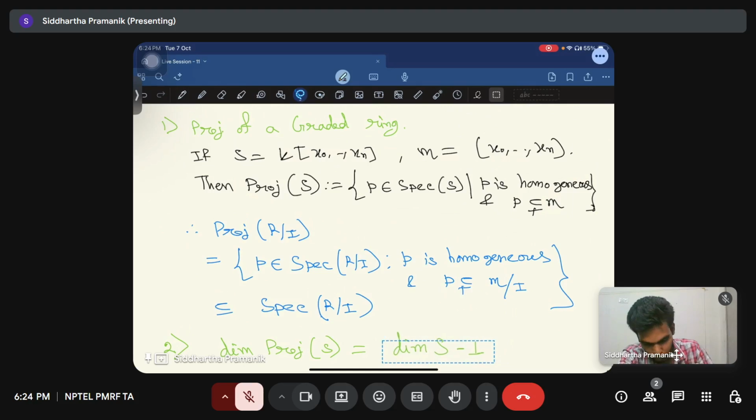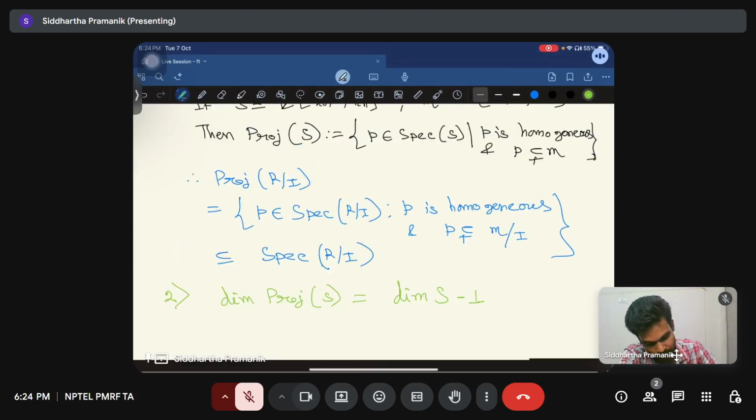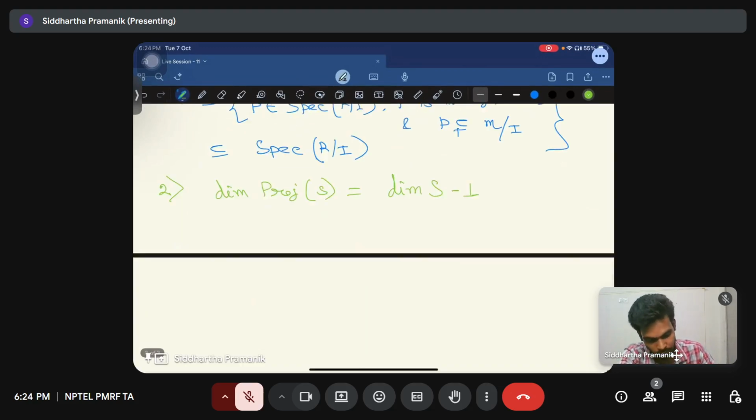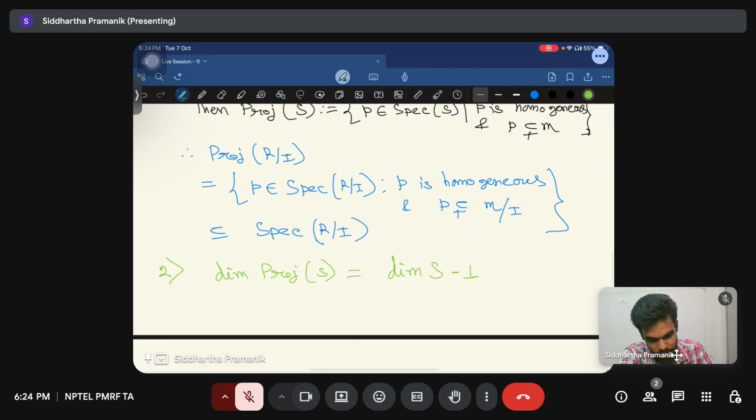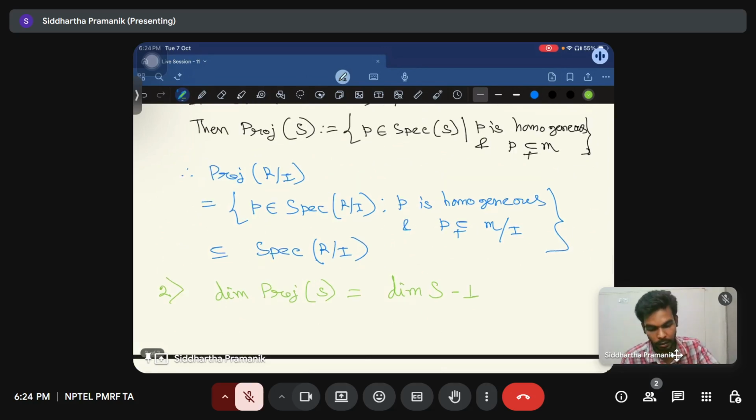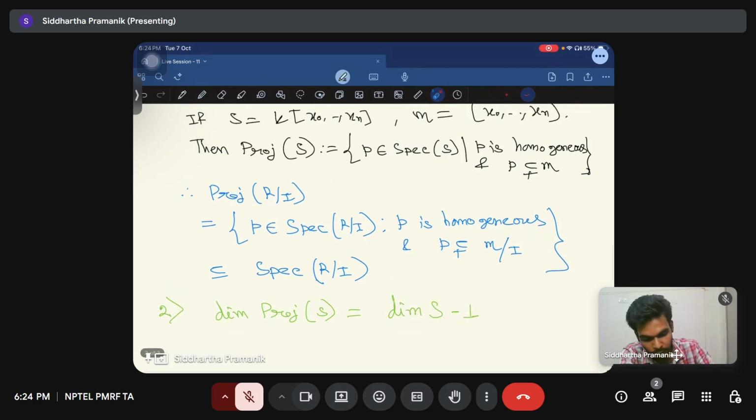You may try to write down a rigorous proof for this, but for now let's just use this formula to find the dimension of Proj of S. So we need to find the dimension of Proj of R mod I. So if we find the dimension of R mod I, then we are done.